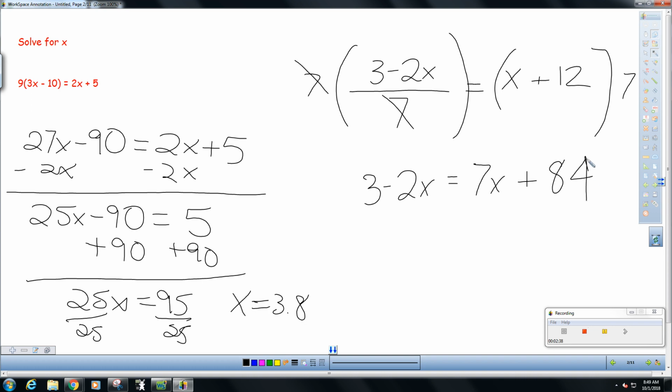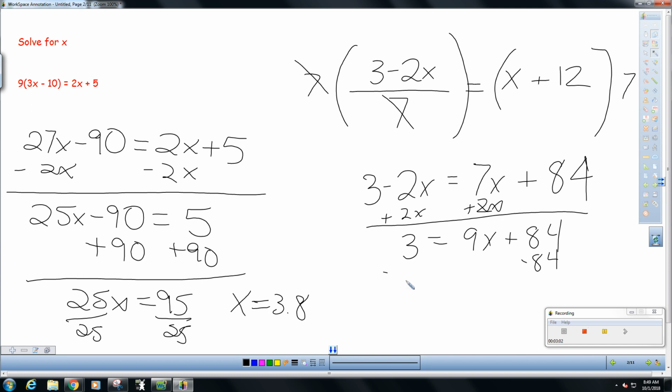All right, now we're in a similar spot to the last one. Let's add 2x to both sides. So you get 3 is 9x plus 84. Subtract 84 from both sides. You get negative 81 is 9x. Divide each side by 9. And you get x is equal to negative 9. You should put those answers back into the original equations and make sure that they work. Okay?